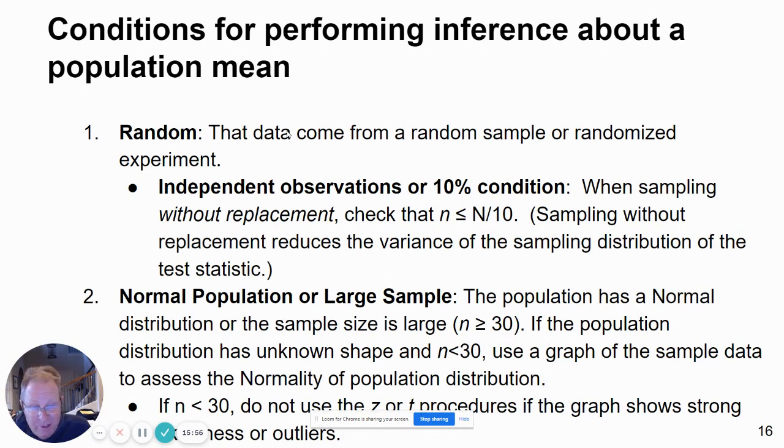If the graph does not show strong skewness or outliers, then you can say a couple things. One, you can say it's okay to proceed. That's fine. Or you could say it is reasonable to believe that the sample is drawn from a parent population that is approximately normal. The key here is that you need to get back to the idea that the parent population is normal or approximately normal.